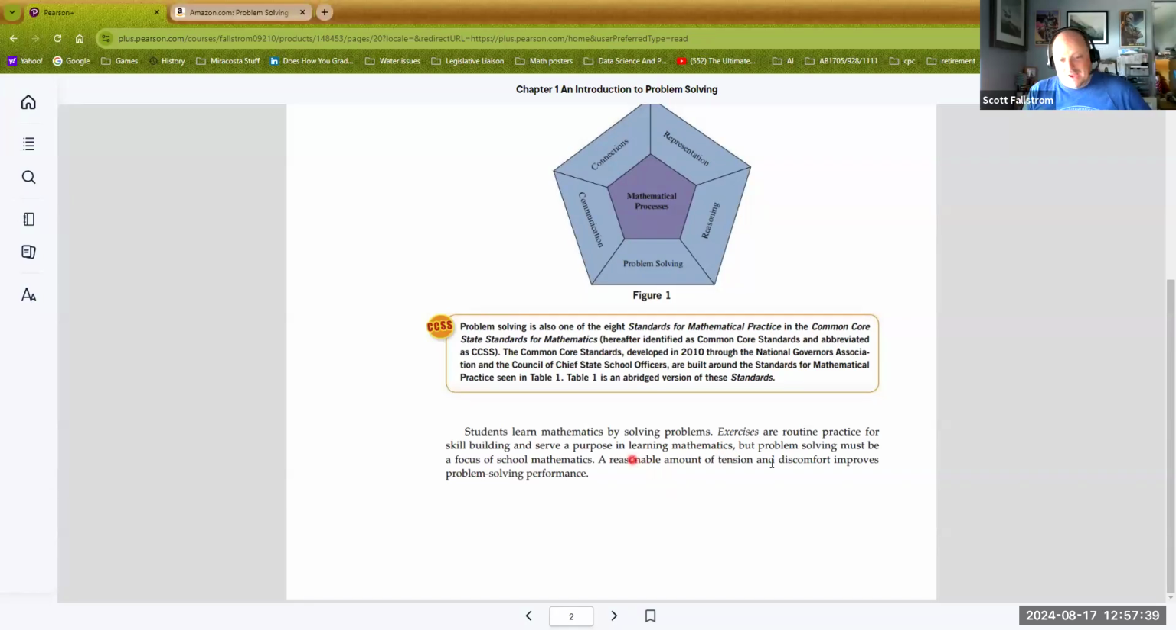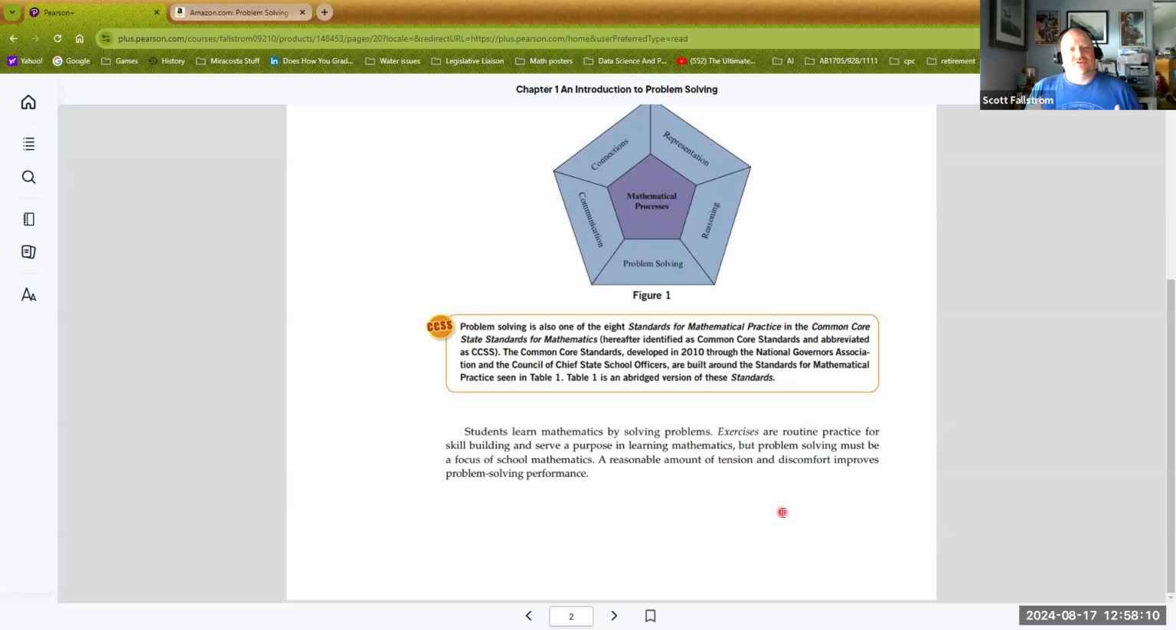Now notice here at the bottom, I'm not going to read every page, but a reasonable amount of tension and discomfort improves problem-solving performance. What we call this in the biz is the ability to have some frustration, but not enough to make you quit. And so that's what we want to do. It's okay to have this productive struggle as long as you are still feeling, okay, I'm working towards the goal. That didn't work, but I'm going to try something else.